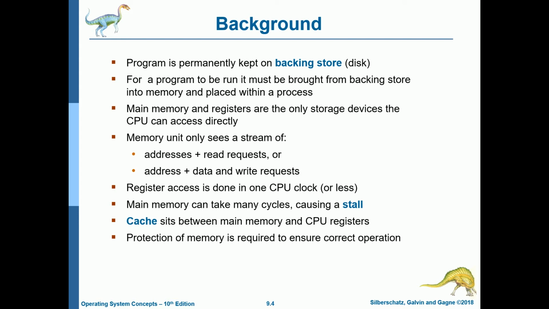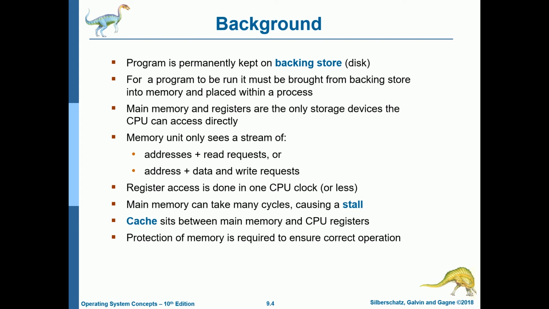Main memory and the registers built into each processing core are the only general-purpose storage that a CPU can directly address. There are machine instructions that take memory addresses as arguments, but none that take disk addresses. Therefore, any instruction in execution and any data being used by the instructions must be in one of these direct-access storage devices. If the data are not in memory, they must be moved before the CPU can operate on them.